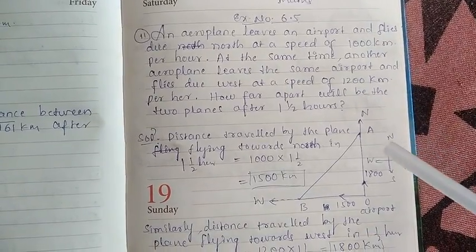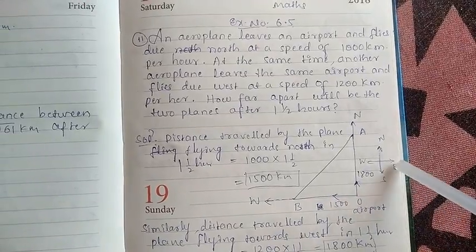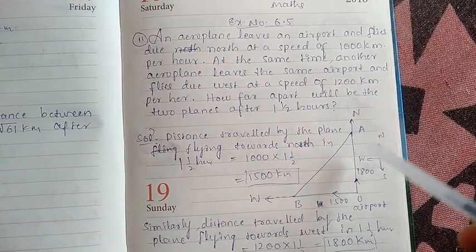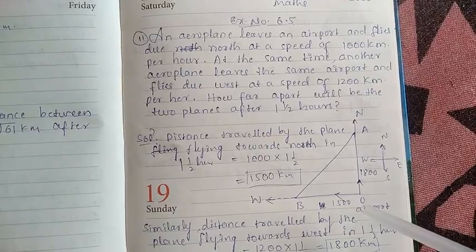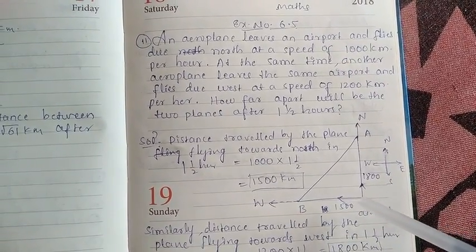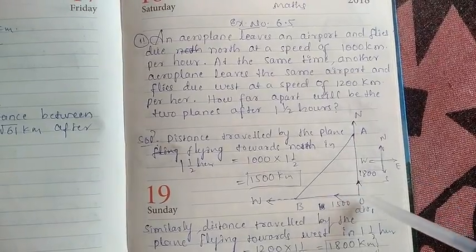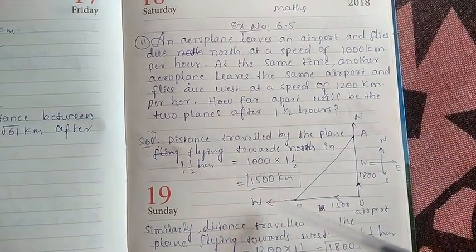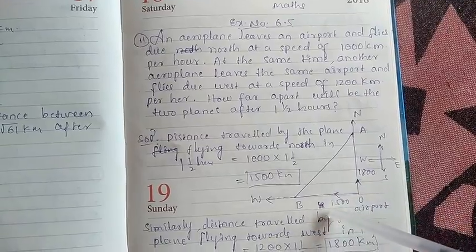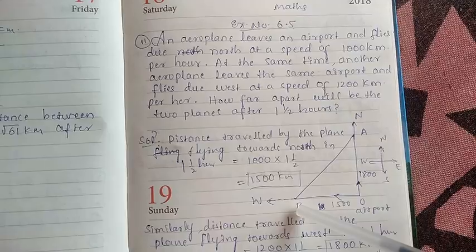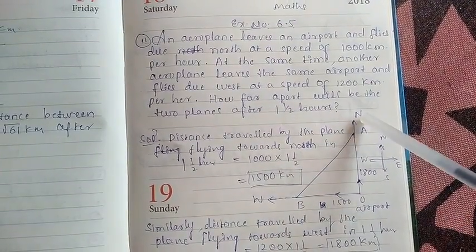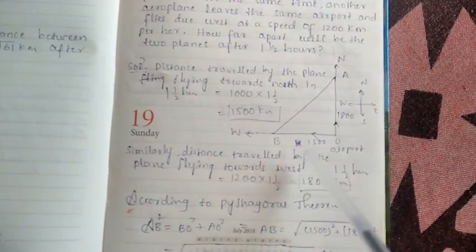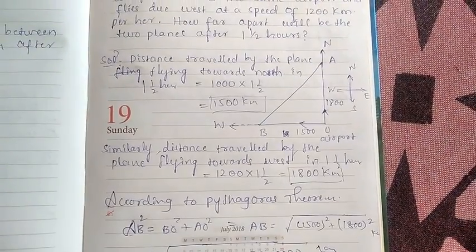So one point you have to remember, children. In a map you know how to identify the directions: east, west, north, south. Right, left, the top and the bottom. The first aeroplane leaves the airport and flies due north, meaning up, at 1000 km per hour. The second one flies west at 1200 km per hour. Then OB is the distance traveled by the second aeroplane and OA is the distance traveled by the first aeroplane. I have given the names here. AOB forms a right angle triangle.